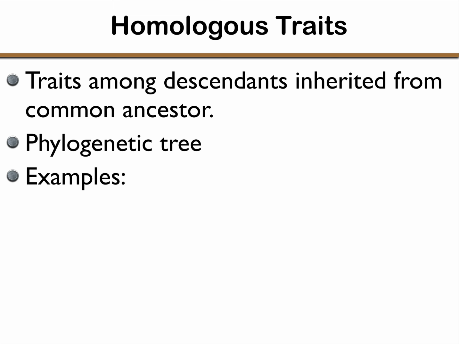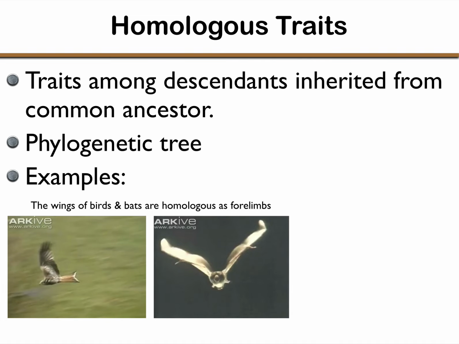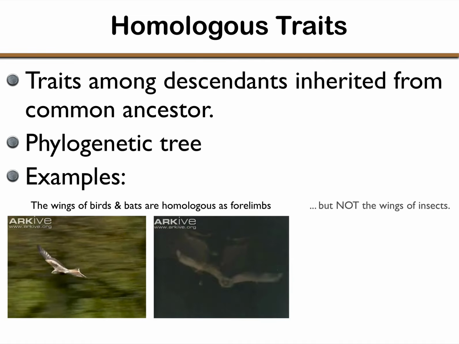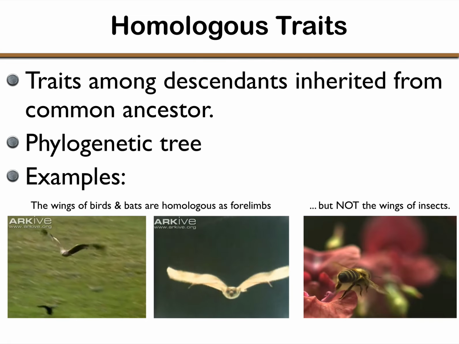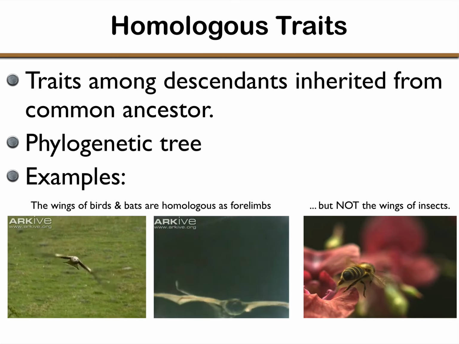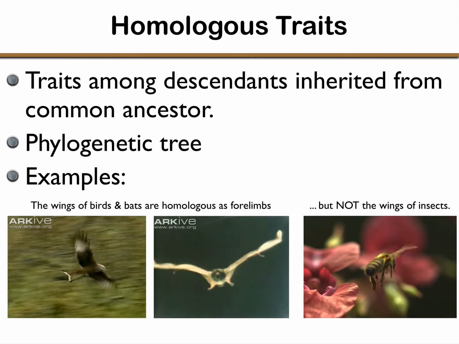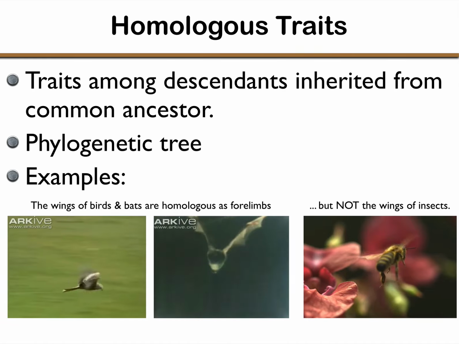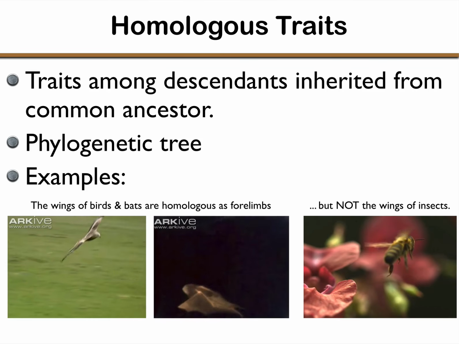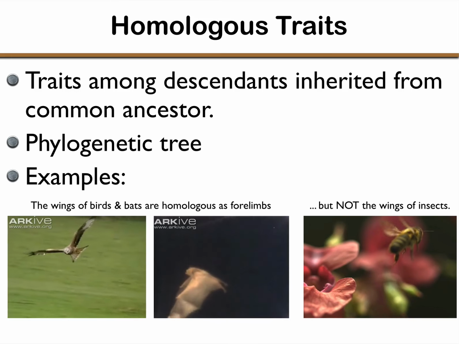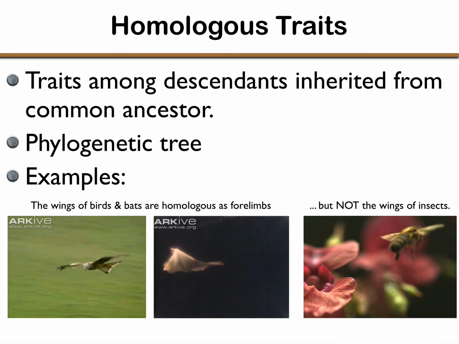So let's look at some examples of homologous traits. The wings of birds and the wings of bats happen to be homologous as forelimbs. And the reason for that, as we'll see in a moment, is they have the same underlying bone structure. However, the wings of insects are not homologous with birds or bats. They don't have the same kind of structure, even though they function the same. And because they function the same, they would be analogous with birds and bats, but not homologous.